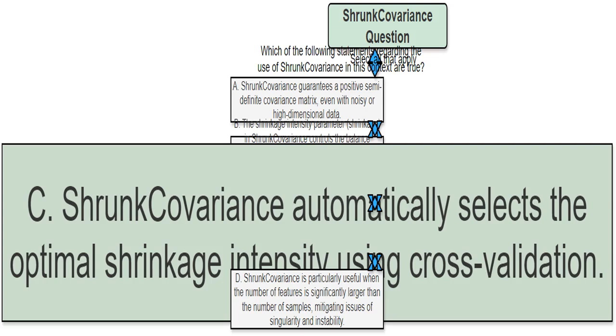This statement is false. Unlike some other methods, ShrunkCovariance does not automatically find the best shrinkage value through cross-validation. You have to either choose the shrinkage value yourself, or use another method, like Ledoit-Wolf's, to estimate it.